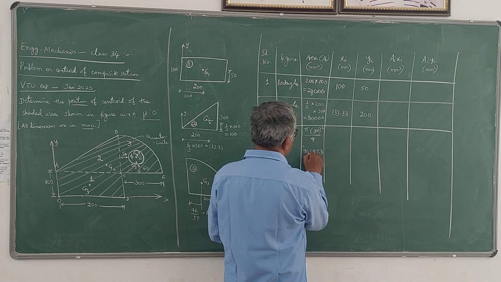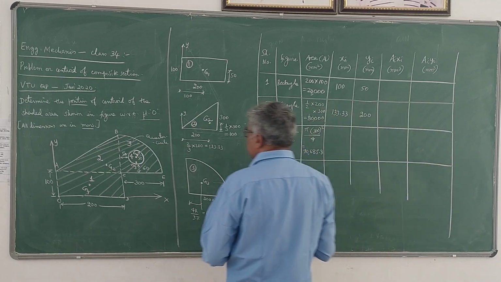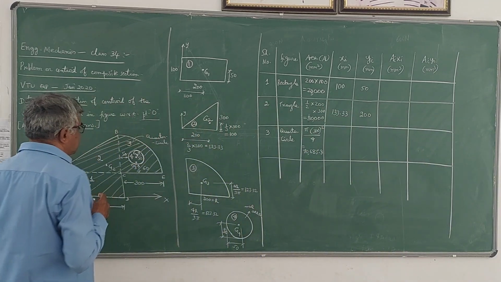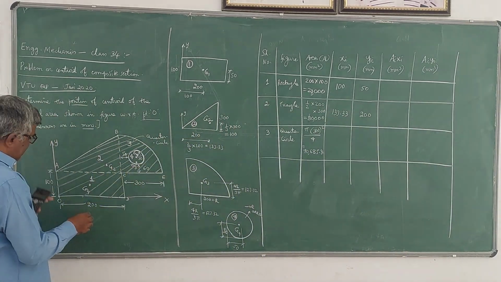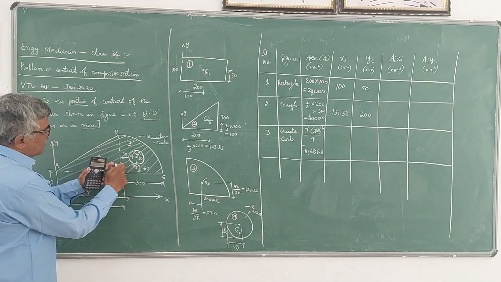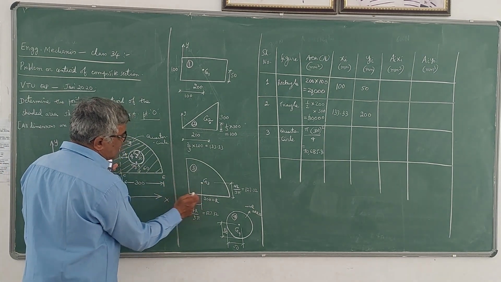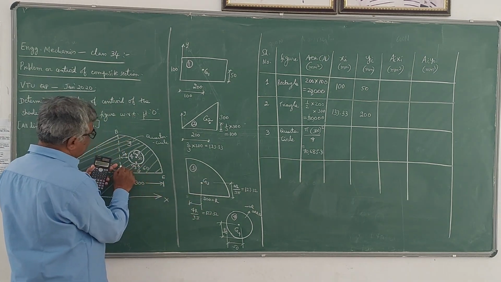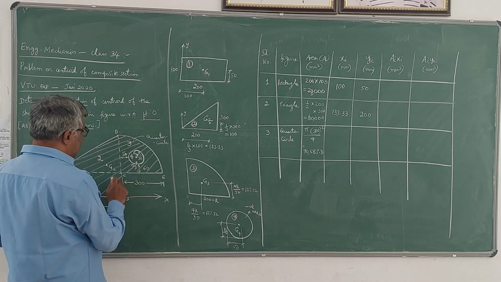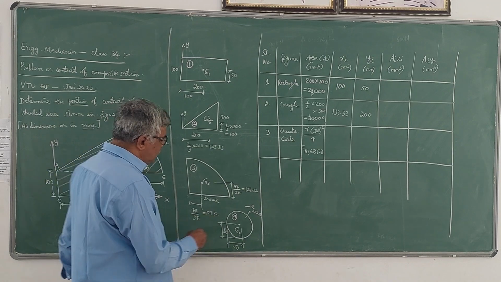70685.8. So this is the area. Now x distance, that is the distance from y axis to G3. Which will be this 200, from here to here it is 200, from here to here for the quarter circle you can see here that is 4r by 3 pi. So that becomes now 200 plus 4r by 3 pi, that is 200 plus 127.32.